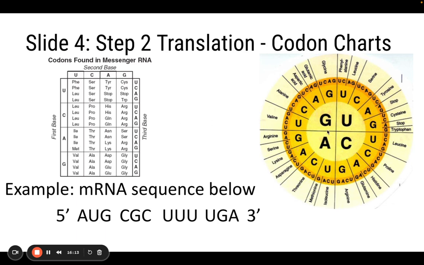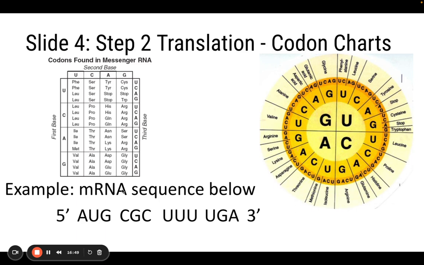Okay, if I go over to this side, same thing. I'm still doing AUG. So I start in the middle and I work my way out. So then I've got A, U in the second level, G in the third, gives me MET or methionine. Good. So then that's my first amino acid. CGC is my next codon. So if I look at it, starting in the middle, I've got C, G, C. That gives me ARG. And you can abbreviate them with the first three letters of your amino acid name.